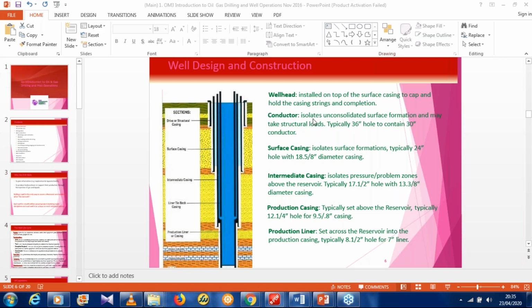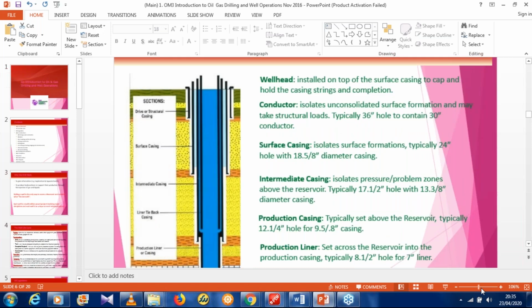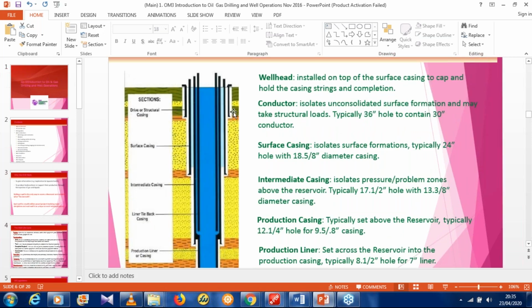Okay. Now, the conductor isolates unconsolidated surface formation and it may take structural loads too. A typical 36-inch hole contains a 30-inch conductor. Let me make this a little bigger so you can see it better. All right. So here we have the drive or structural casing. That's the one that is outside. Then after that we have the surface casing. Then we have the intermediate casing.